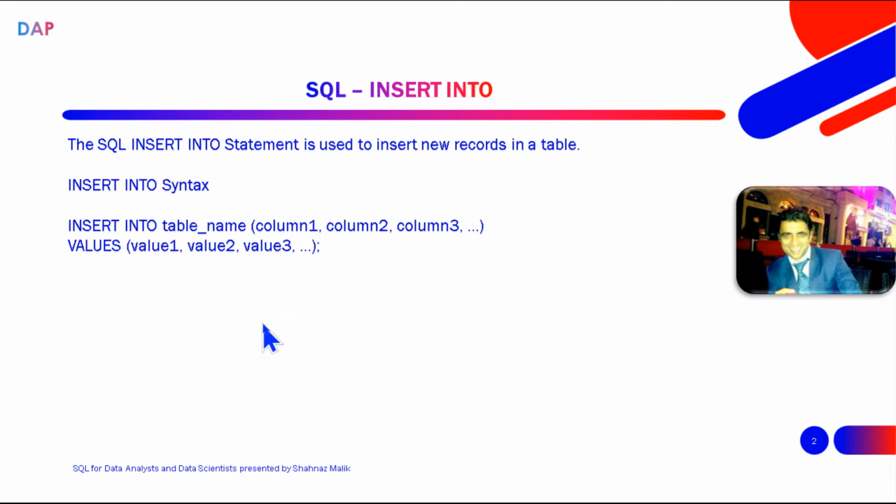The INSERT INTO syntax is simple. Insert into, then you give the table name and the columns: column 1, column 2, column 3, and so on, and then the values: value 1, value 2, value 3, and so on. This is one of the ways to do it, and I suggest at this moment only doing it this way, and in future I might show you other ways as well.